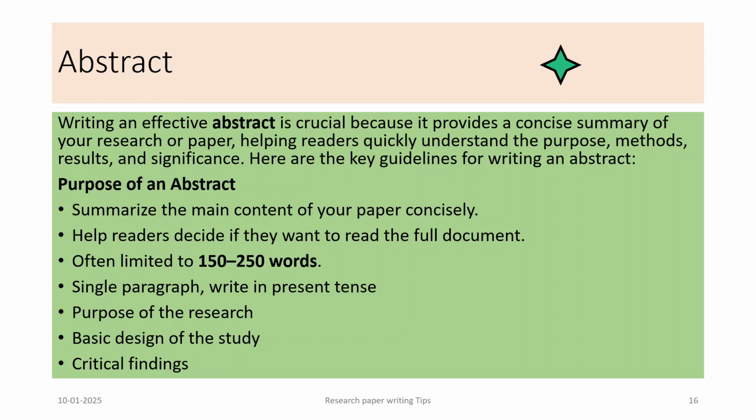What is there? The main things and key things are there. Then it helps readers decide if they want to read the full document, because from this abstract they can understand whether it is of use to me, or of no use or less use to me. Then they can decide whether to go to this paper in detail or not.